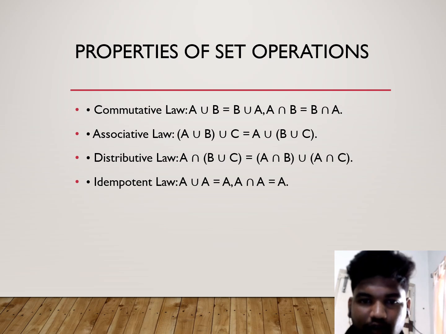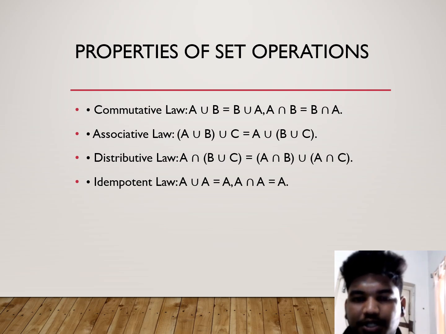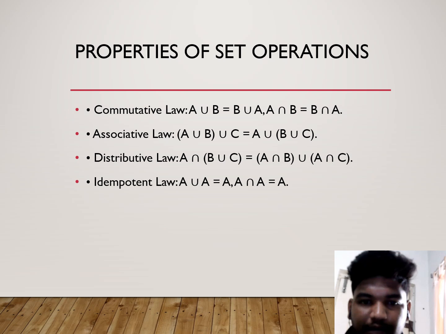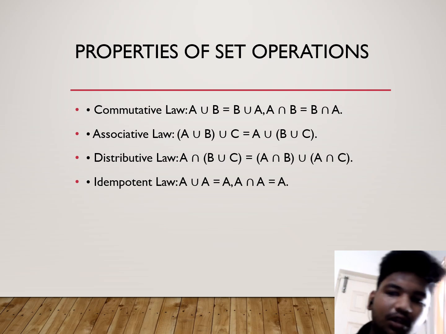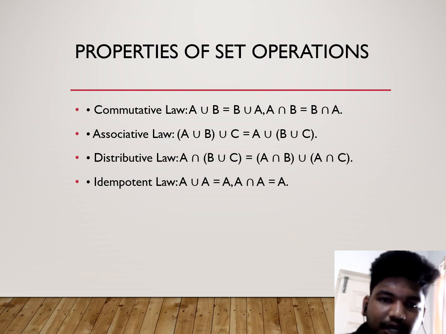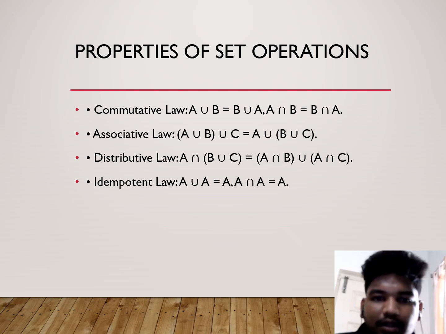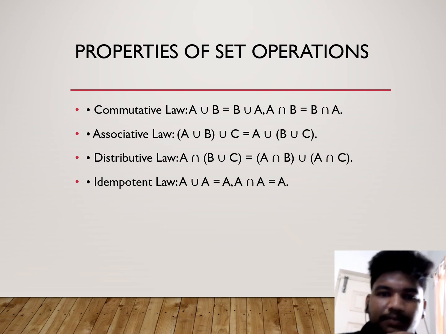A intersection (B union C) equal to (A intersection B) union (A intersection C). This is the distributive law. All these operations are used in the problems. Idempotent law: A union A equal to A, A intersection A equal to A. This is a very easy set operation, the idempotent law. And these four properties of set operations are more important in the problems and in the topic.